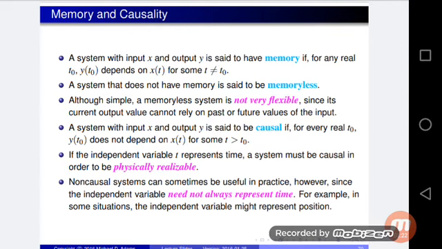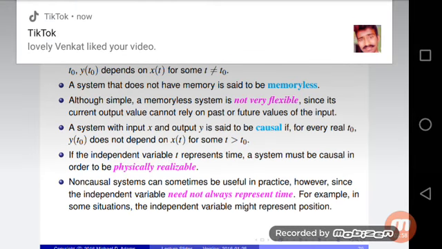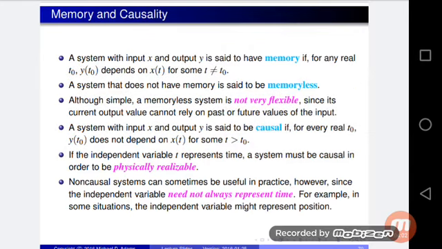In this situation, y of t does not depend on past input values, because the system does not have any memory. That means the current output value cannot rely on past and future values. A memoryless device propagates present signals only, and it does not use previous signals, because the system does not have a memory device. That is the major drawback.